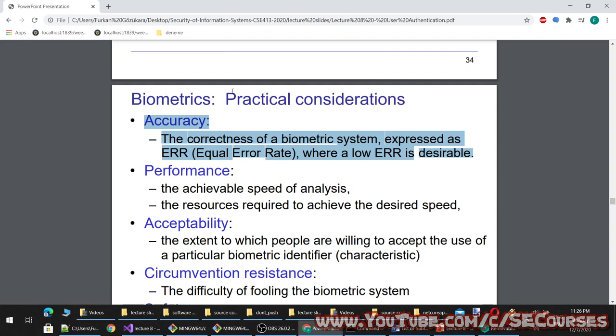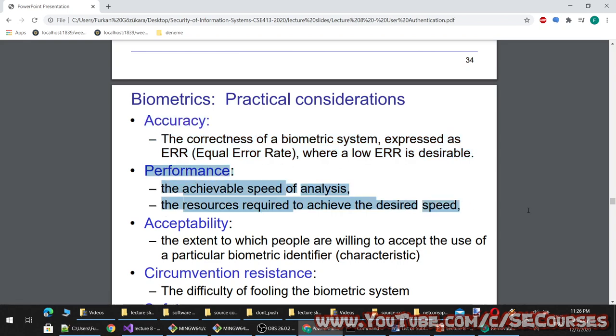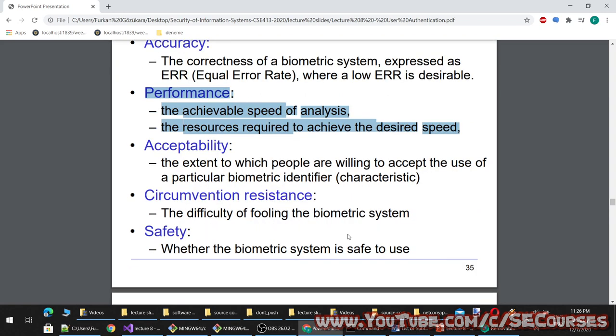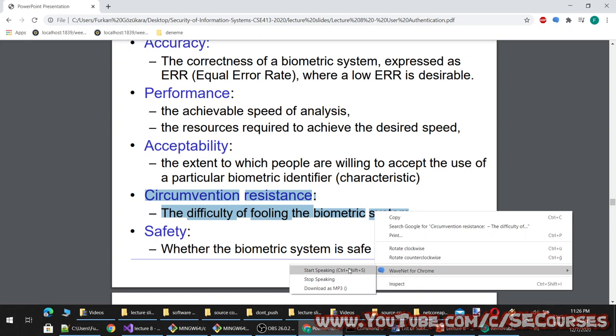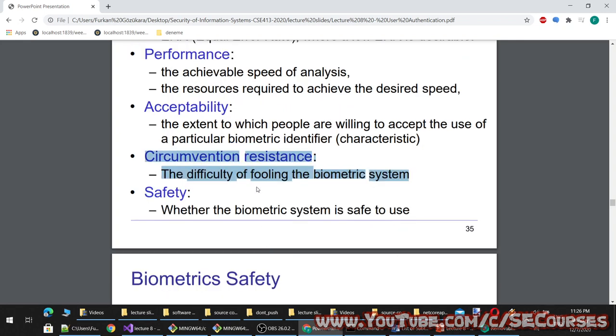Accuracy, the correctness of a biometric system, expressed as equal error rate, where a low error is desirable. Performance, the achievable speed of analysis, and the resources required to achieve the desired speed. Acceptability, the extent to which people are willing to accept the use of a particular biometric identifier, characteristic. Circumvention resistance, the difficulty of fooling the biometric system.